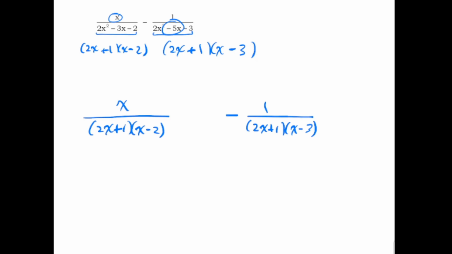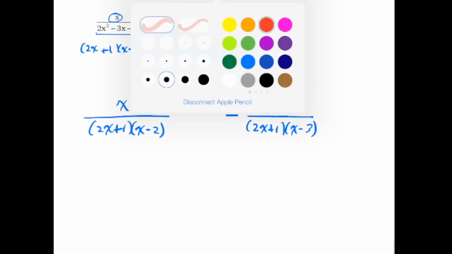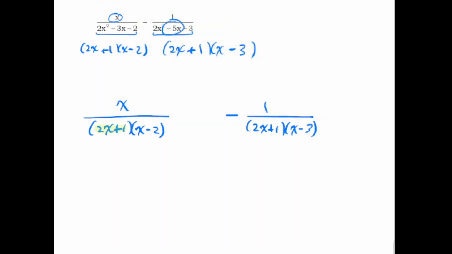Now, unless you're very unlucky, you should expect at least one of these things to match up. Yeah, see, the 2x plus 1s are matching up at least. But I have an x minus 2 over here. I'm going to need an x minus 2 over here. Okay, now I can say that those match. Notice I have an x minus 3 on the right, which means I'm going to need an x minus 3 on the left. Okay, and now that's a matching pair.